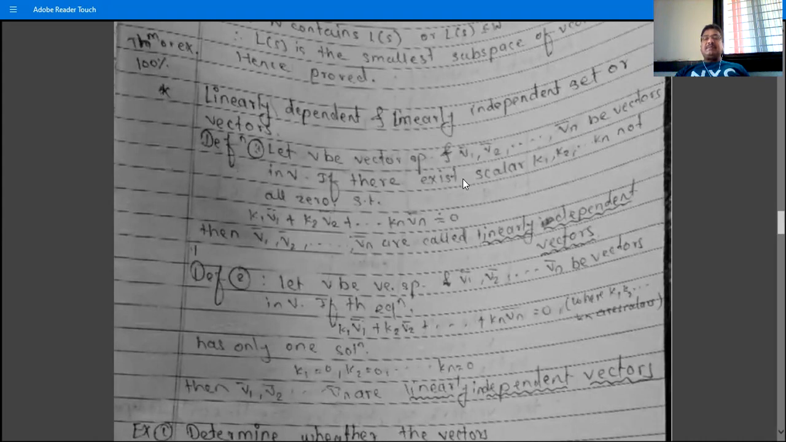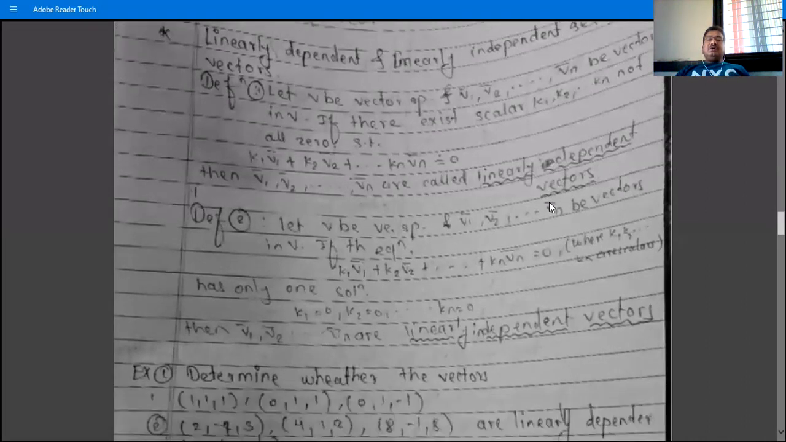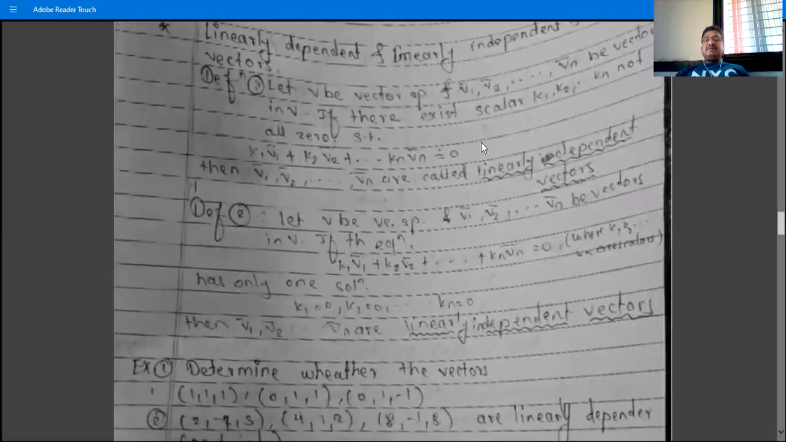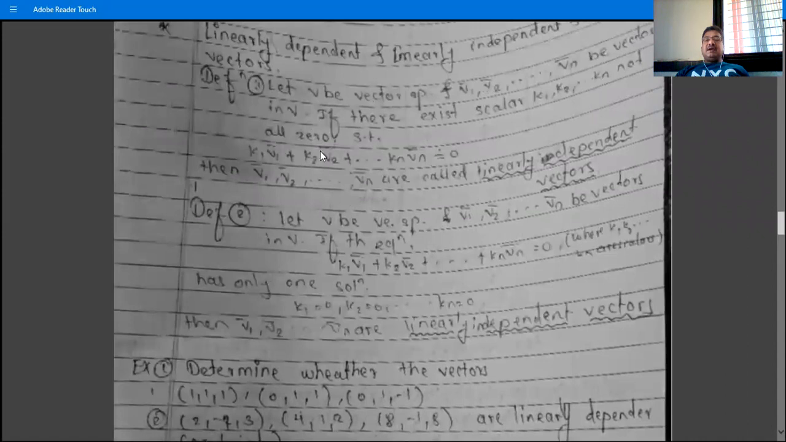Then v1, v2, ..., vn are called linearly dependent, or the set S, the set of v1, v2, ..., vn, is called a linearly dependent set. So both definitions, linearly dependent vectors or linearly dependent set, just form the set of v1, v2, ..., vn and denote it by S, then we say S is a linearly dependent set. Next, if k1, k2, ..., kn are all 0, then we say these vectors v1, v2, ..., vn are linearly independent.